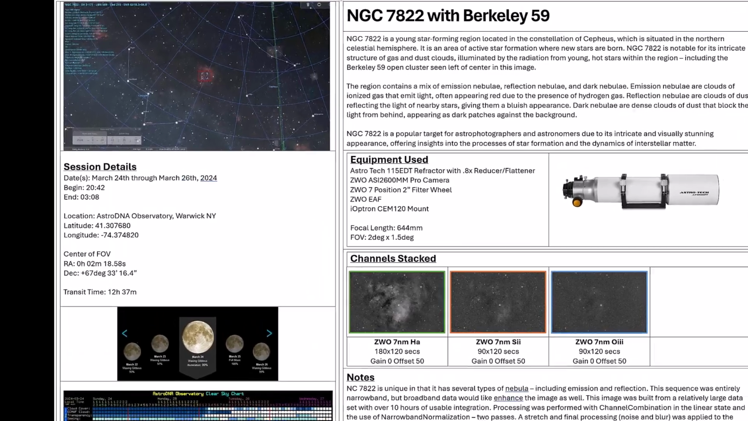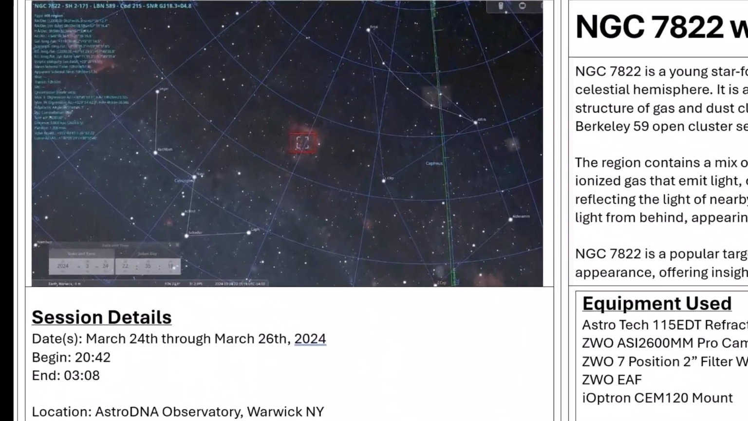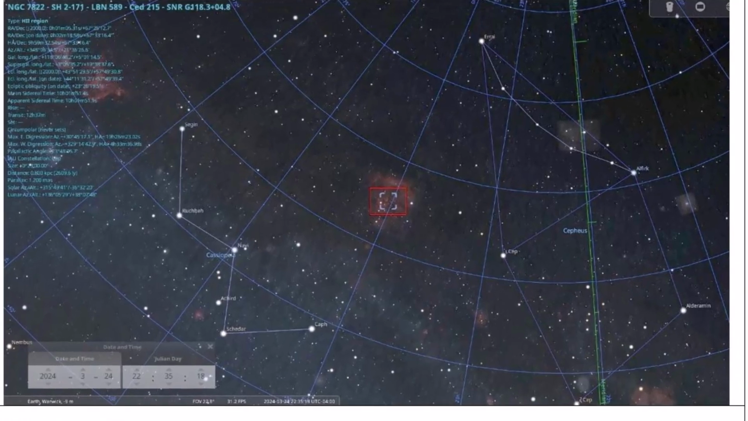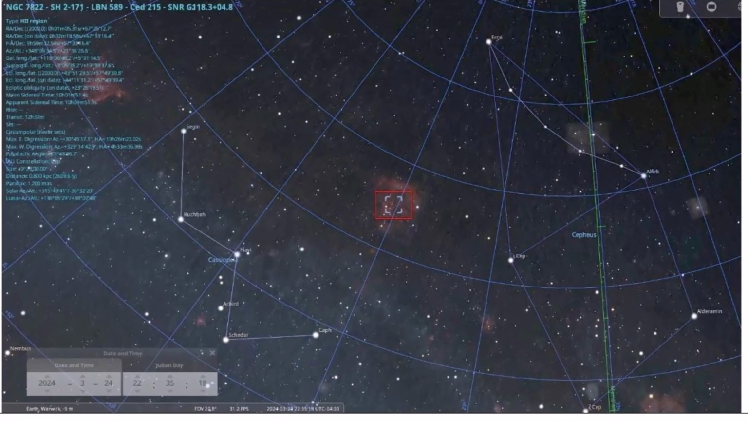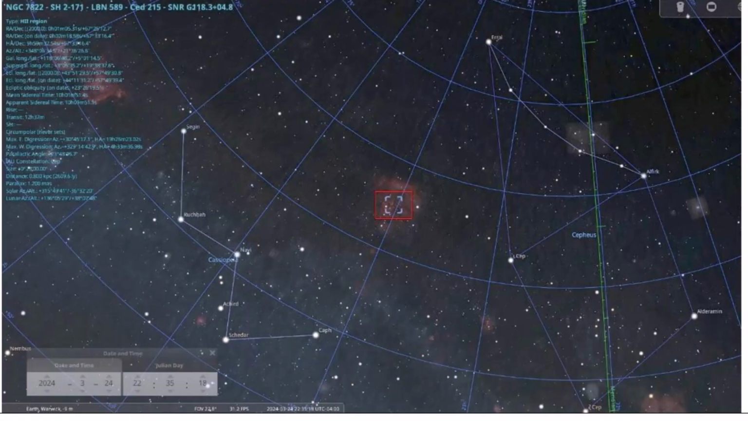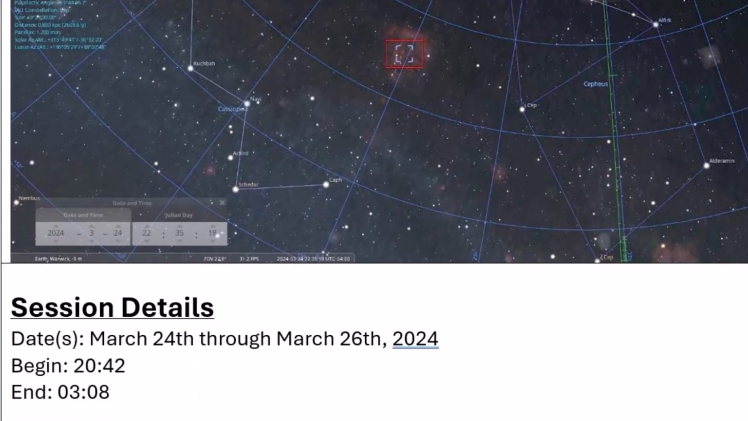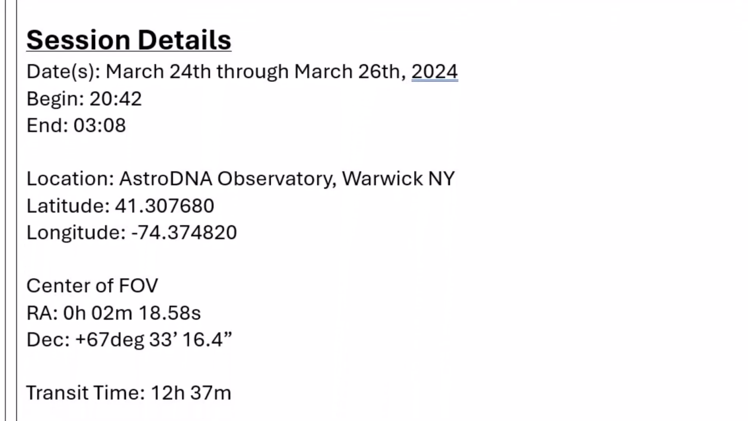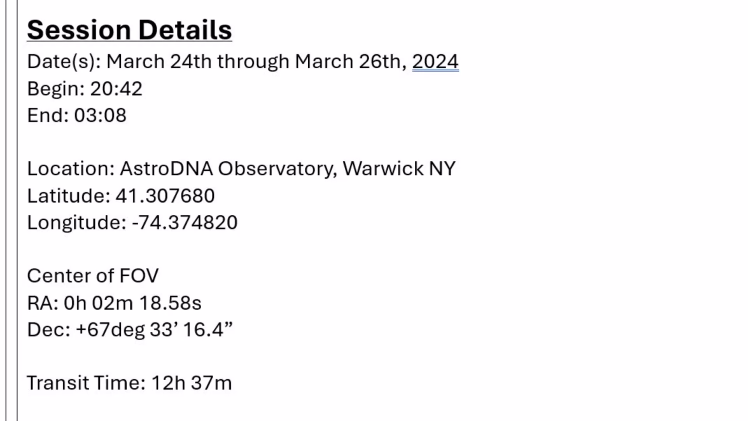Now, this particular DSO is located somewhere in between. If you're looking for it, it's in between Cepheus and Cassiopeia, and that actually makes it really easy to locate. And I took this image on March 24th. I started the image early that evening, and I ran it for 2 days straight.